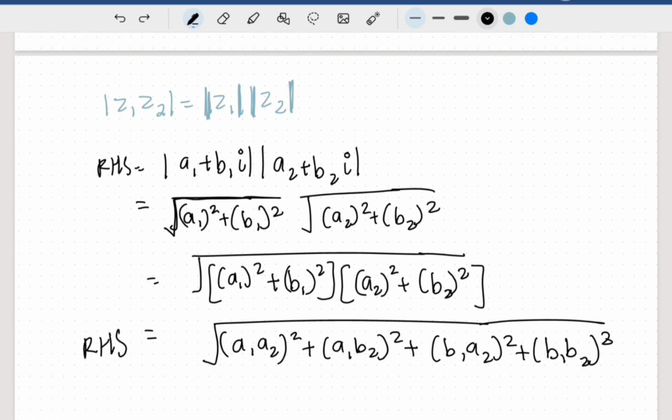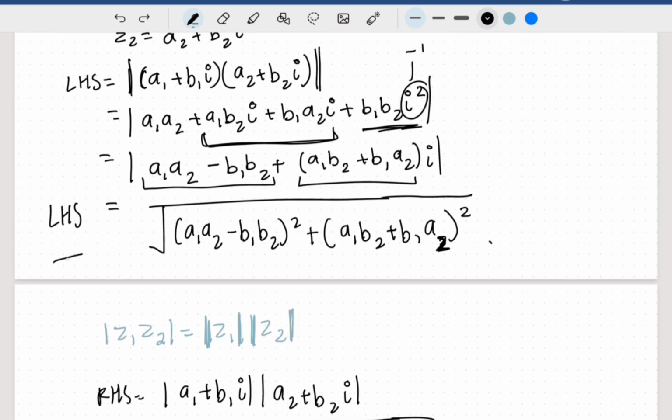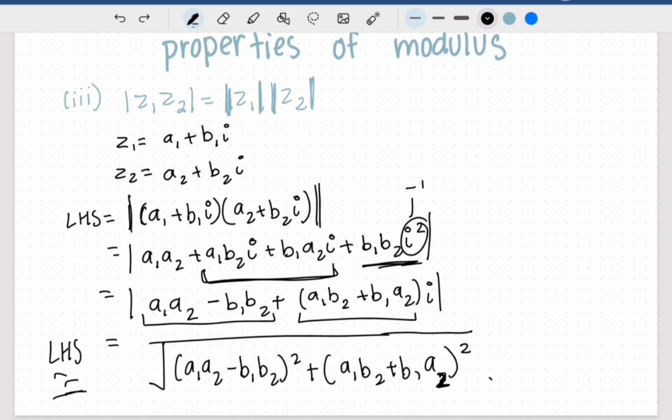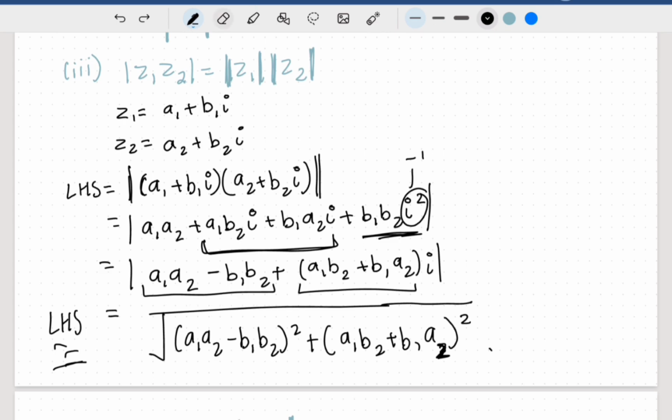So we see that the right hand side is not equal to the left hand side, but we can simplify the left hand side. So let's do that right now. I'm just going to erase the top part because we don't need it anymore.